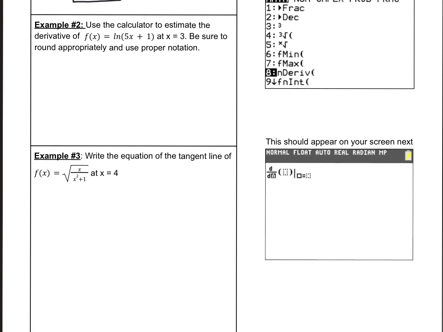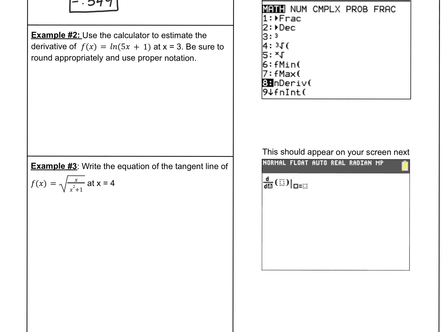Okay, example number 2, same thing. We're going to use the calculator to estimate the derivative of this. So clear out your calculator screen and hit resume when you're ready to start. Okay, so we have d dx, the derivative of ln of 5x plus 1, and I want to evaluate that at x equals 3. So take a minute, pause the video, type this into your calculator, and then hit resume when you're ready for the answer.